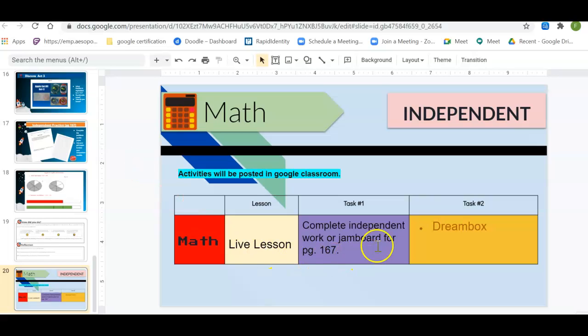And lastly, just a reminder, if you did not complete the independent work on page 167, you're going to do that, and also the work on Dreambox.